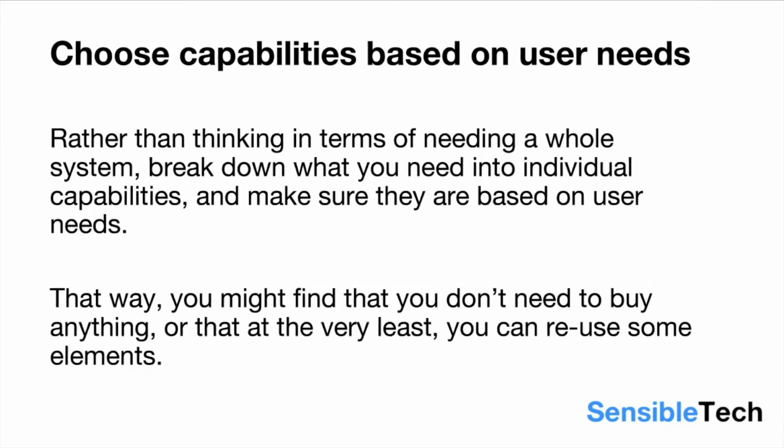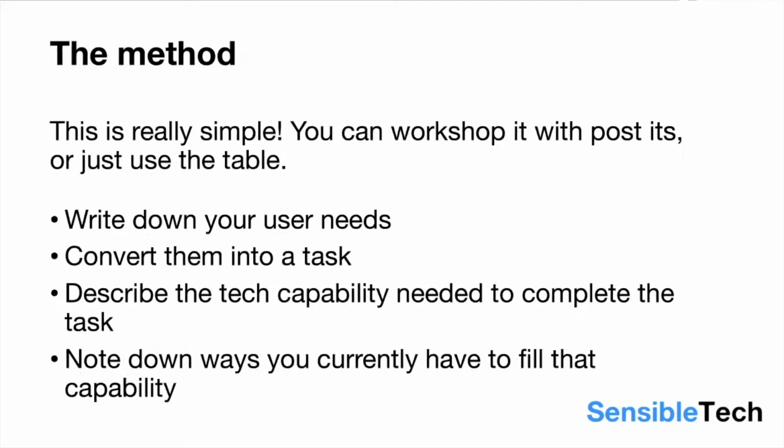So rather than thinking in terms of needing a whole new system, the idea here is that we break down the whole ask in terms of individual capabilities, and we do that by analysing the user needs. And then when you come to the end of this, what you might find is that you don't need to buy anything, or you only need to buy one or two small things that can then be knitted together with what you can already reuse to create something that fits in with your existing ways of working. It's probably going to be a lot easier to support, and hopefully will result in better digital services.